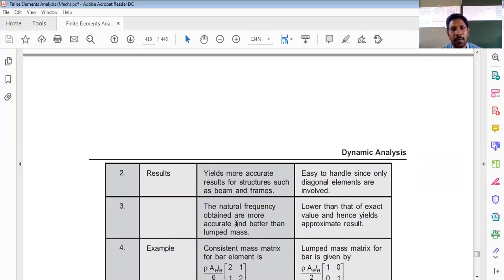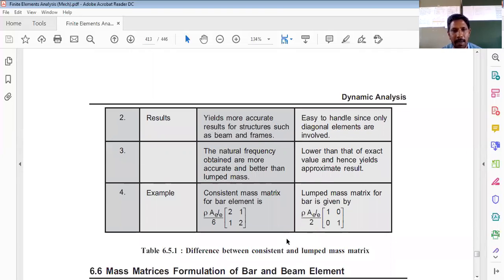And it is also the natural frequency obtained, more accurate, better than the lumped case, in case of the consistent mass matrix. And in case of the lumped mass matrix, they are definitely lesser than with the consistent mass matrices. So according to some derivations, we can write the consistent mass matrix of a bar element as rho A L by 6 times the matrix [2, 1; 1, 2], and the lumped mass matrix for a bar element is rho A L by 2 times the matrix [1, 0; 0, 1].